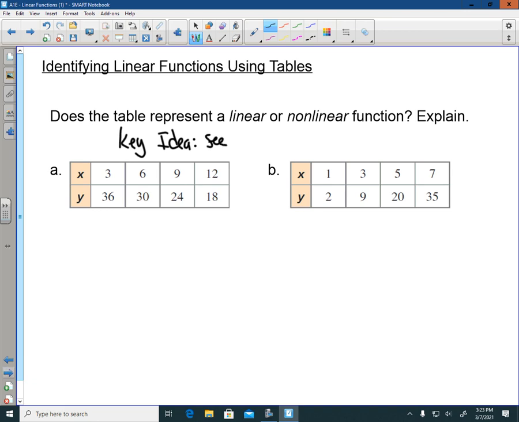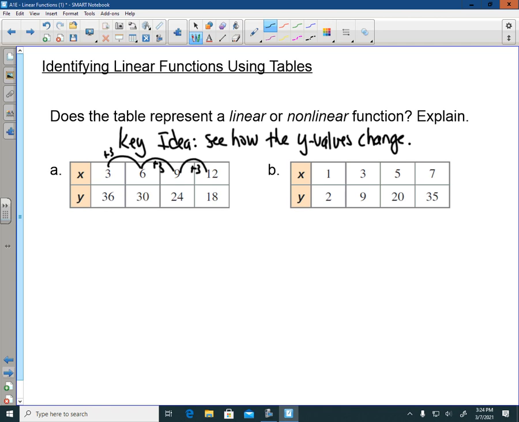See how the y values change. That's what you're going to do. So when we take a look at number 1, we're going to see how the y values change. In other words, as these x's go up, this one goes up plus 3. It also goes up plus 3. This goes up plus 3. As these change by 3, do the y's also change consistently?